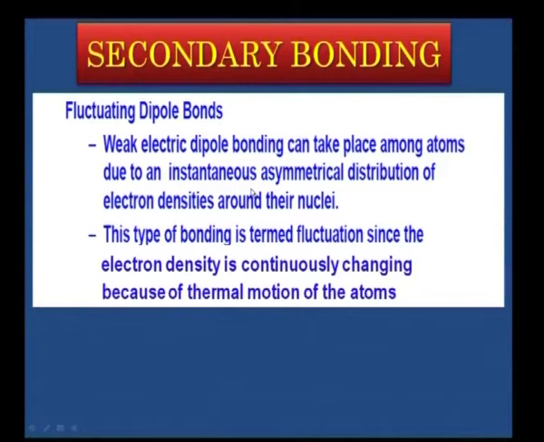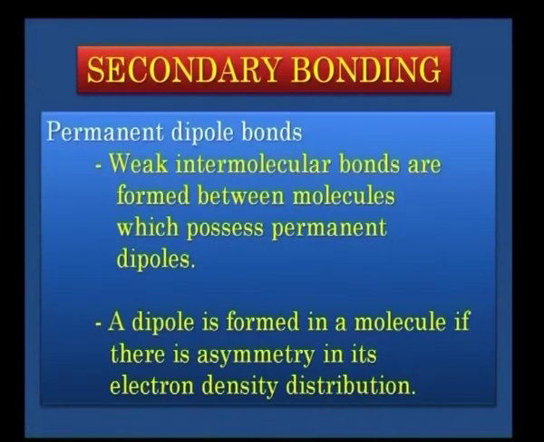The electron densities around the nuclei are getting distributed in an asymmetrical manner. That is the reason why the positive and negative charge centers do not coincide, thereby giving rise to a fluctuating or instantaneous dipole moment. Permanent dipole bonds, on the other hand, are weak intermolecular bonds formed between molecules which possess permanent dipoles. A dipole is formed in a molecule if there is asymmetry in its density distribution.